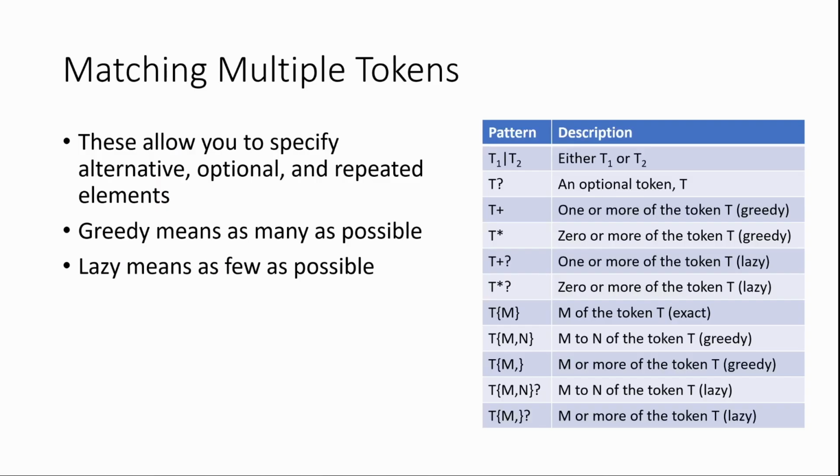Where regex starts getting complex is in matching multiple characters at a time. And I'm going to start using the word tokens because these work beyond single characters as well, such as matching groups flexibly, as we'll see in the next slide. And so the way this works is with the following patterns. Given a token T, you can specify another character either between or after the token, and that'll tell you how many you want to match.